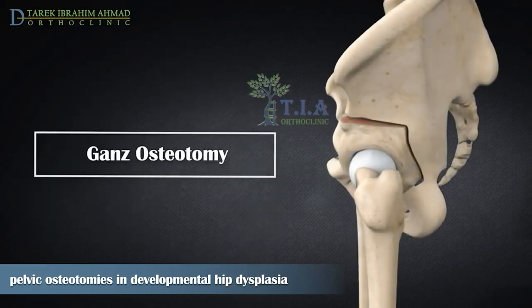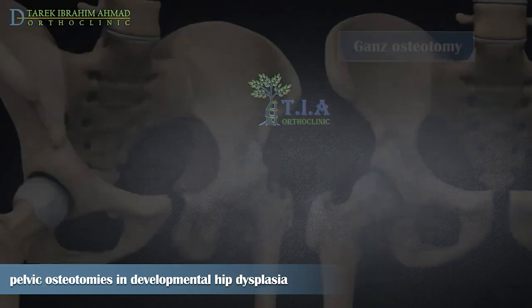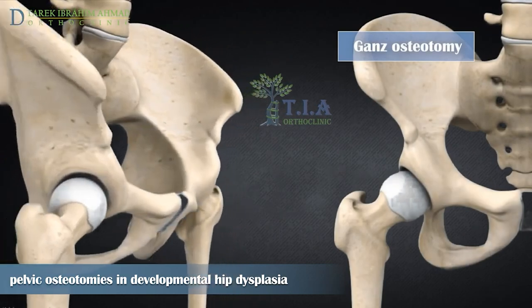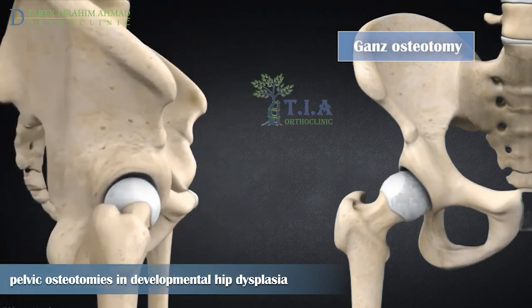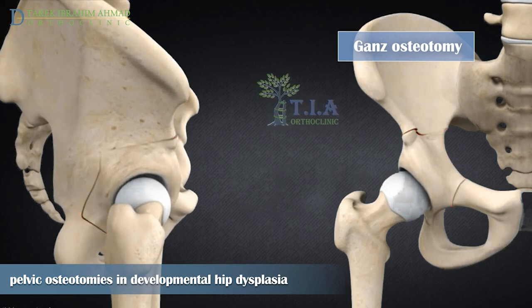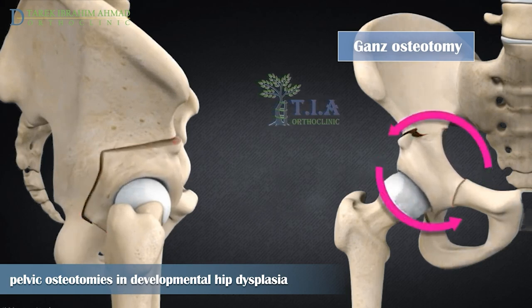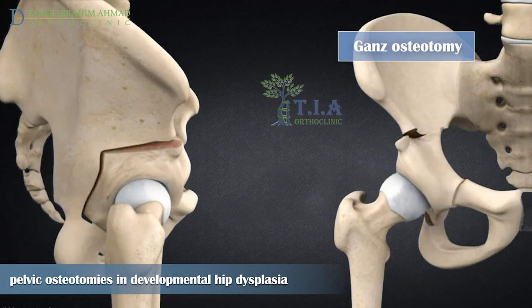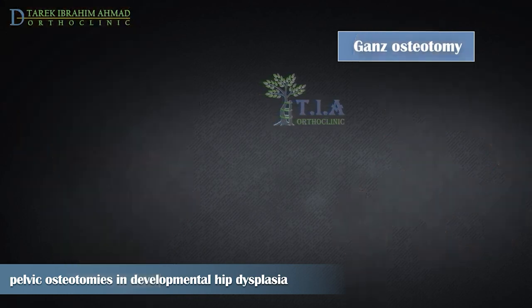Periacetabular osteotomy, Ganz. The primary indication of Ganz osteotomy is to improve the congruency and coverage of the hip with acetabular dysplasia in patients with closed triradiate cartilage. Ganz osteotomy is a complete reorientation osteotomy with bone cuts made close to the acetabulum that can allow for the maximum correction of lateral and anterior coverage.